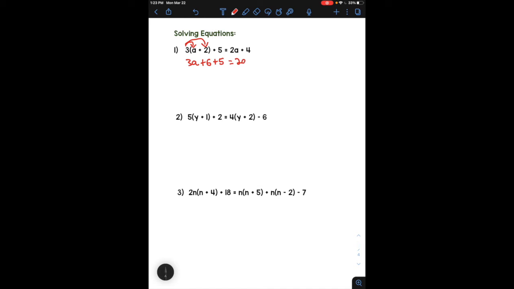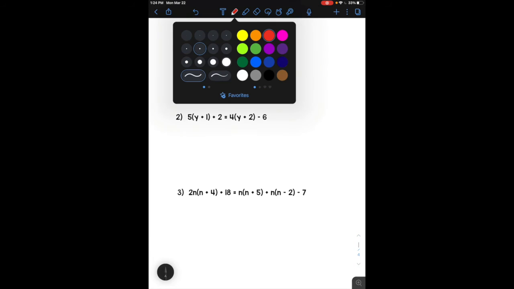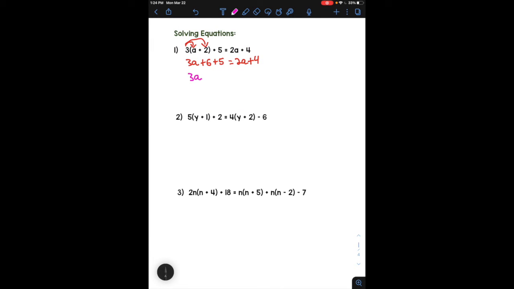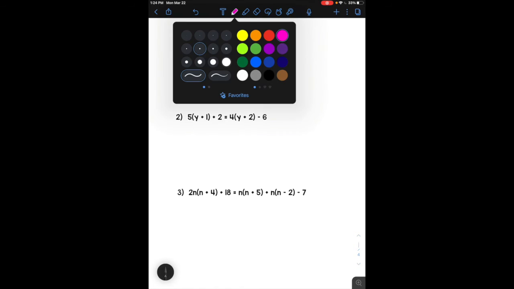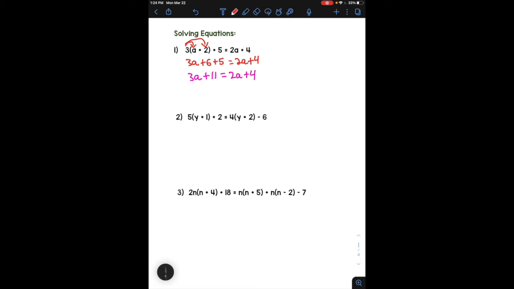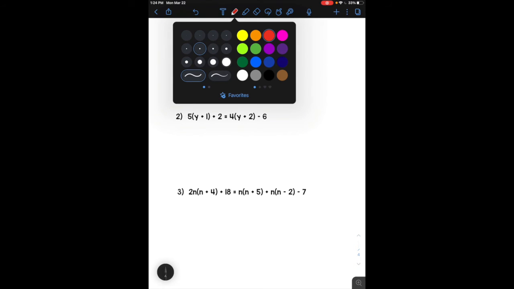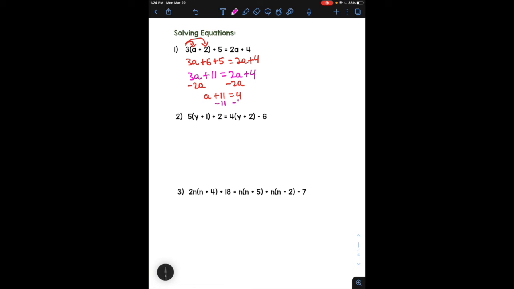at the end. Just like the last page, we're going to combine like terms, in which the left side will give us 3a plus 11 equals 2a plus 4. To further solve this equation, we have a variable on both sides in which I would subtract 2a from both sides of the equation to give us 1a plus 11 equals 4. And then lastly, we will subtract 11 on both sides to solve for a, in which our answer will be a equals -7.